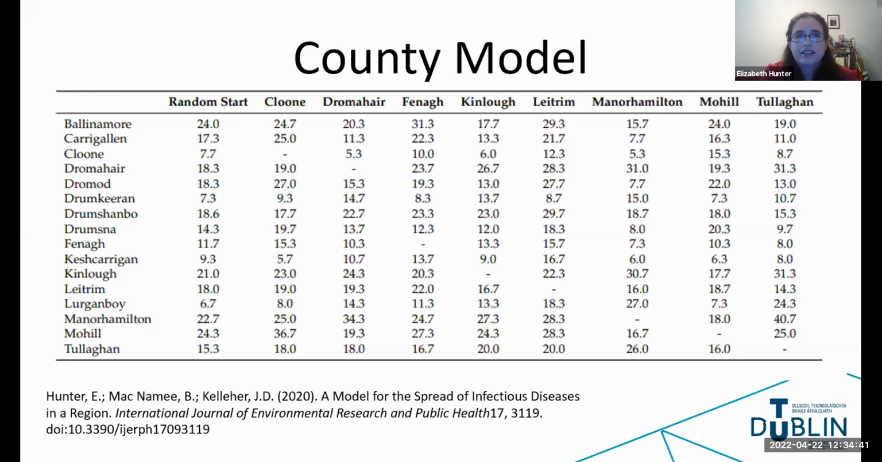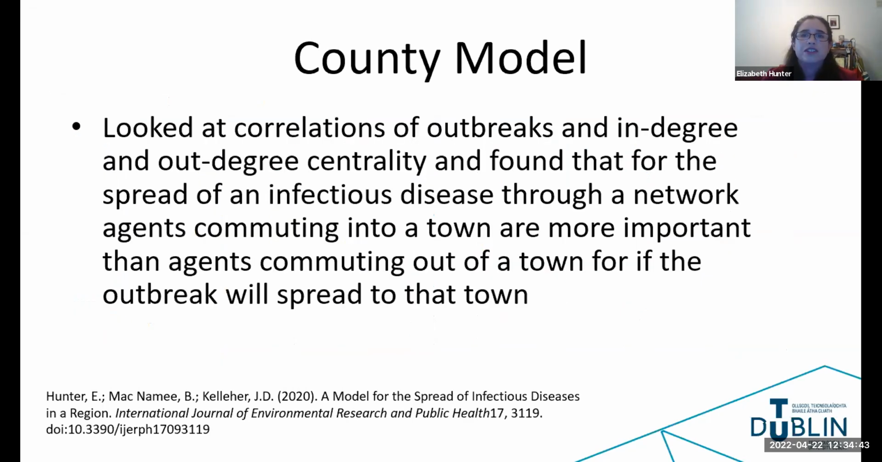Looking at this, we then moved on and looked at correlations of outbreaks and different measures of centrality. We looked at in-degree and out-degree centrality, and also closeness centrality. We found that all the measures of centrality were related to whether or not an outbreak would occur in a town. But we found that for the spread of infectious disease through a network, agents commuting into a town are more important than agents commuting out of a town. In our model, if you had more agents commuting in, then you're more likely to have the outbreak spread to that town than if you had a lot of agents commuting out.